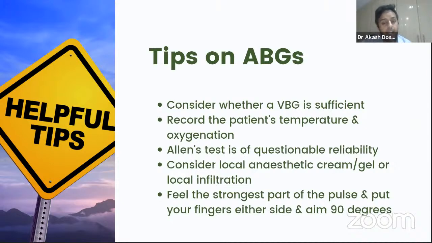But ultimately, you're feeling for the strongest part of the pulse, you're putting fingers either side, and then you're going in at 90 degrees. And I think that's the easiest way. Some people like to feel the pulse and go underneath where they're going with their finger, which also works. It's just my preference has always been to feel each side and go in between.